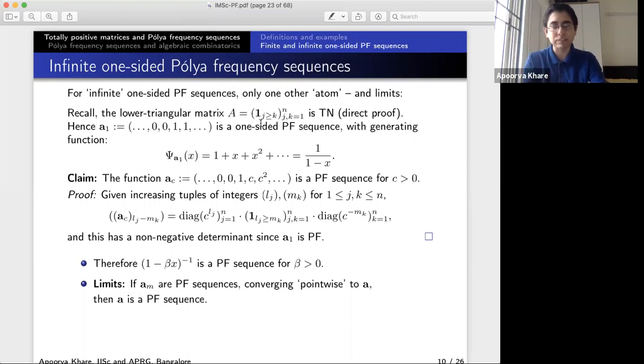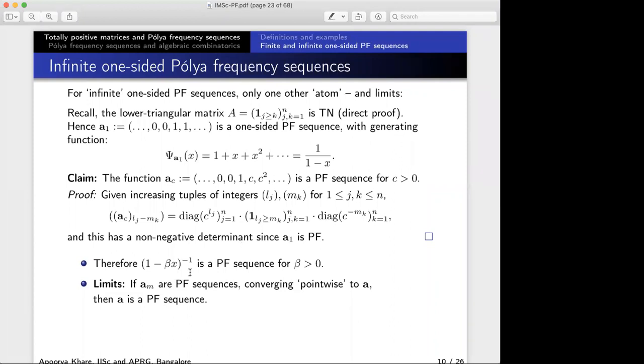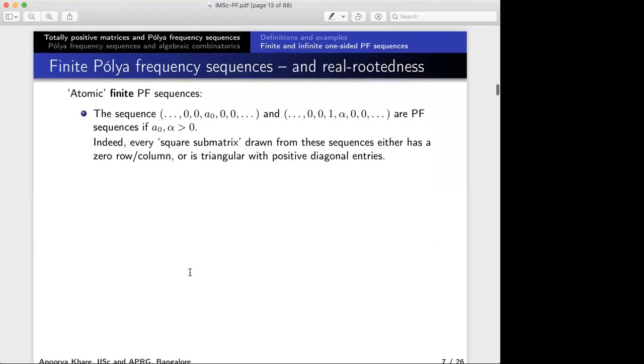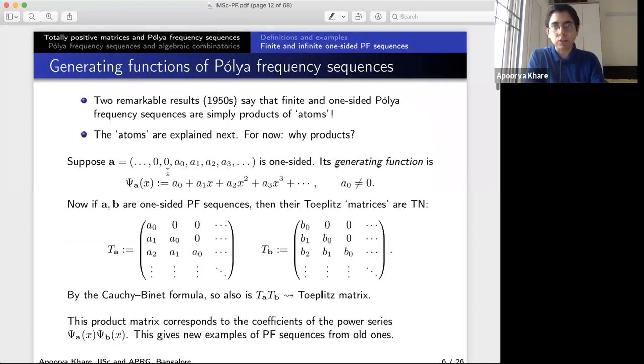But so far I've just said take a limit of such sequences, one-sided generating functions, they will give you a one-sided generating function. Because you take a limit of matrices and for every position you fix, you get a limit of non-negative determinants, which is a non-negative determinant. So I may not be the only one who's lost here. Can you recall the connection between the generating function and the matrix? Yeah, here you go. So the generating function, I'm just looking at one-sided sequences, finite one-sided. So that means the matrix would be, first of all, Toeplitz.